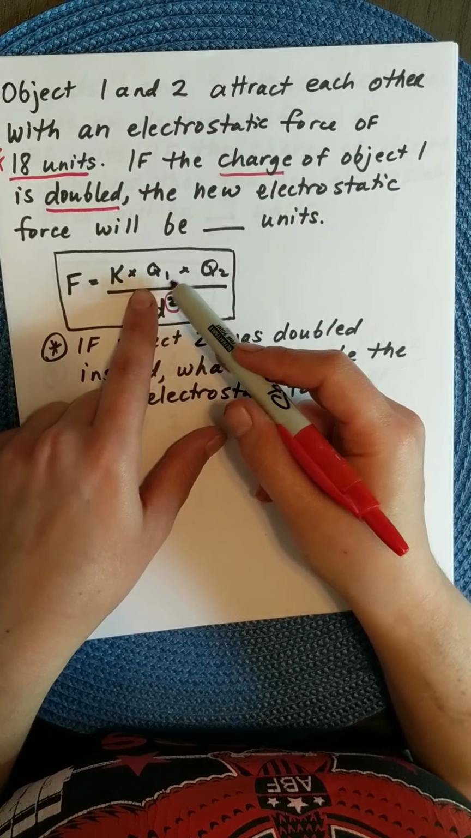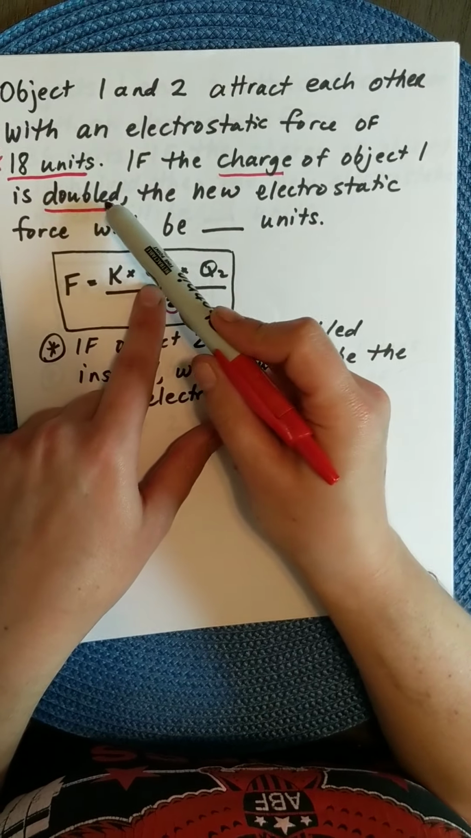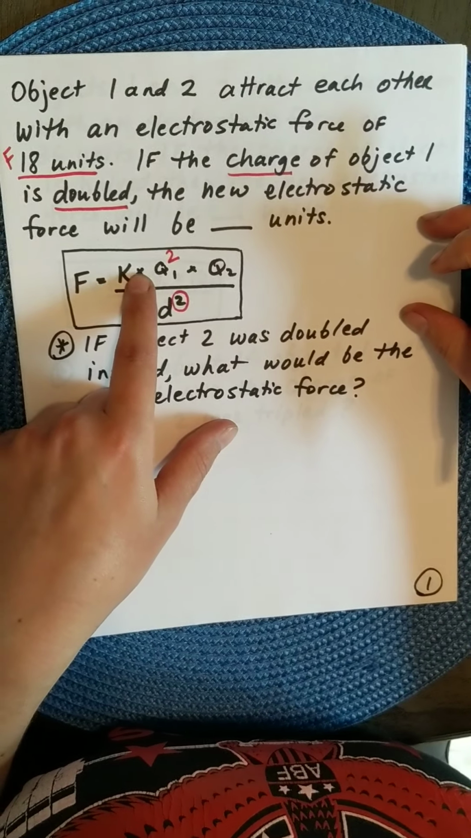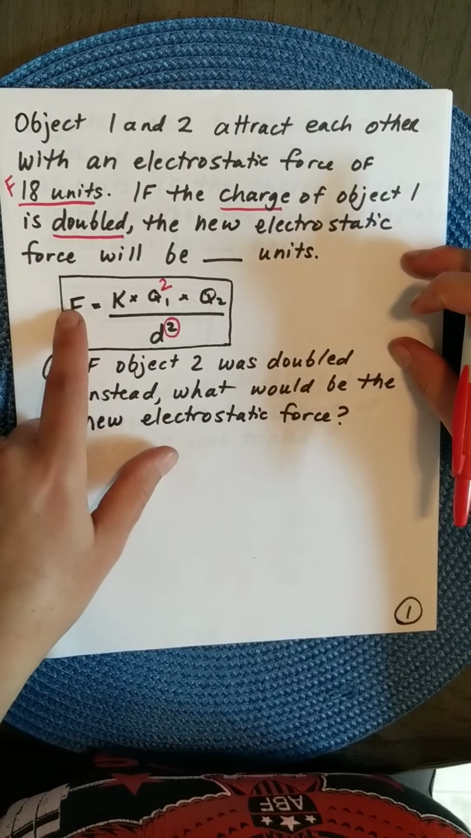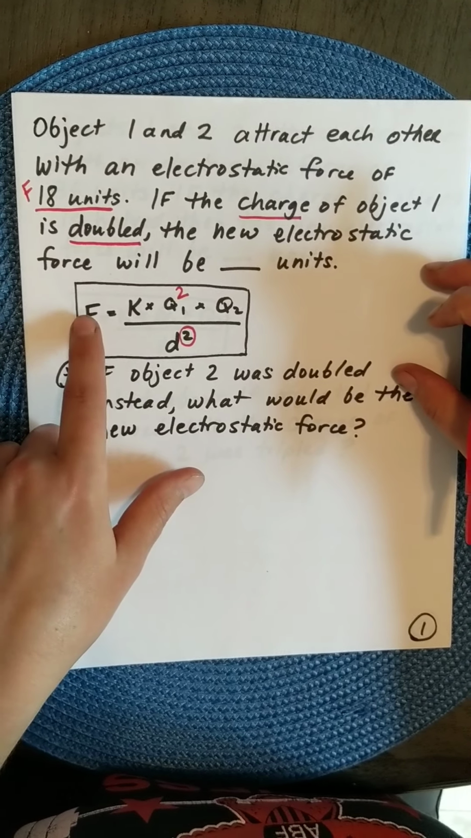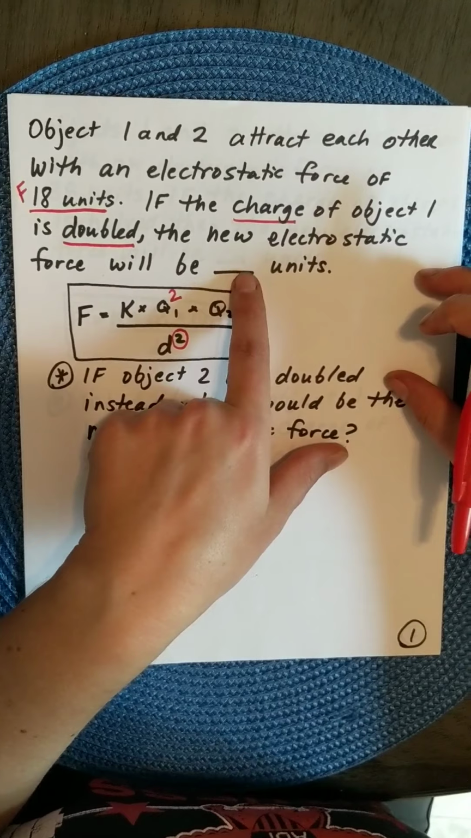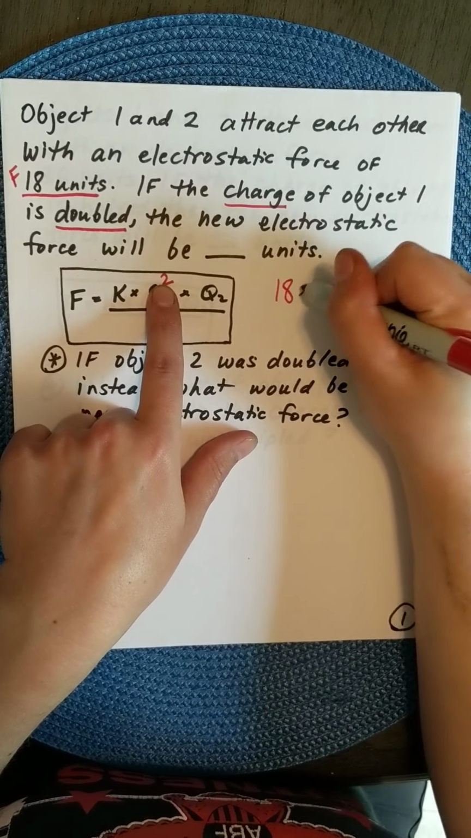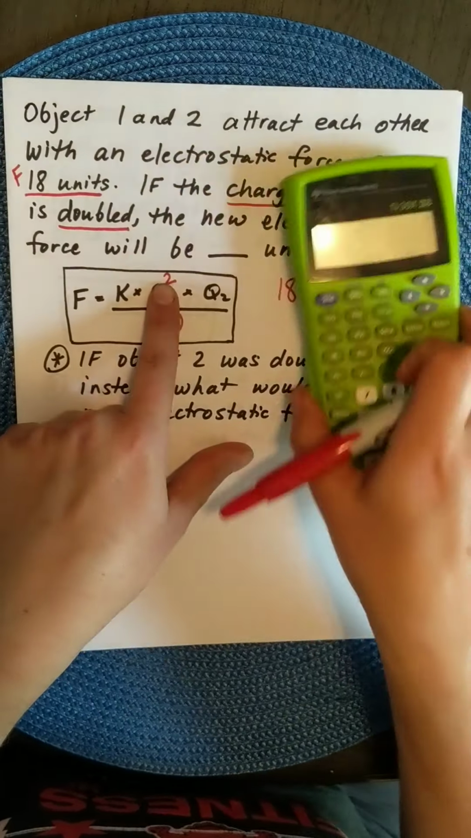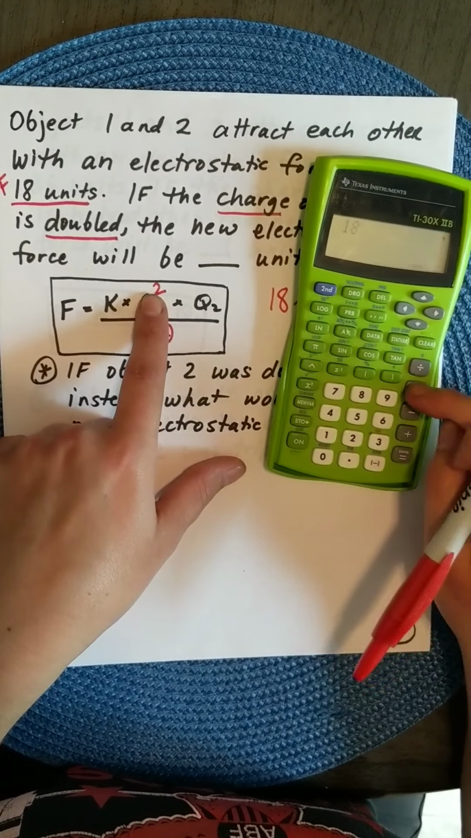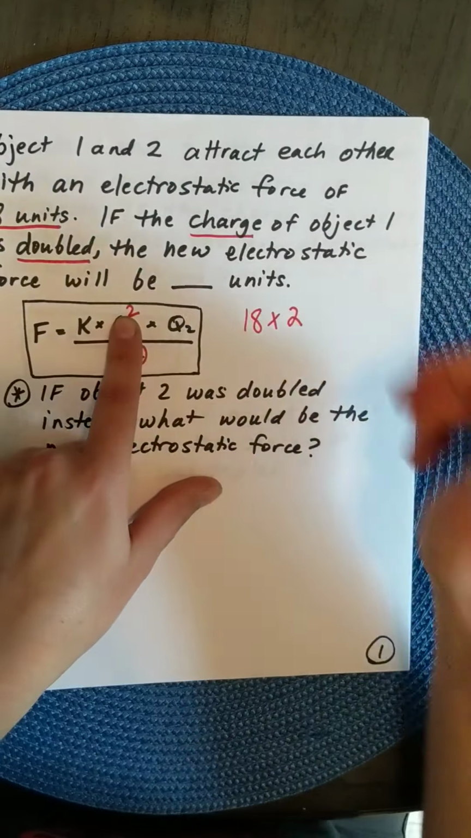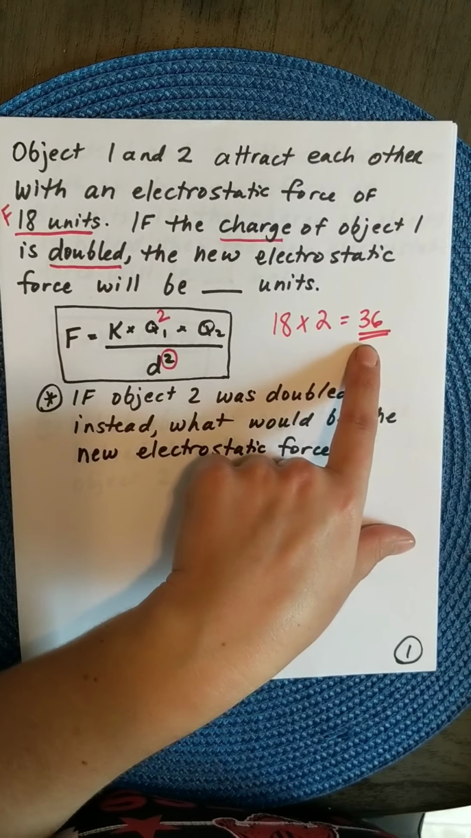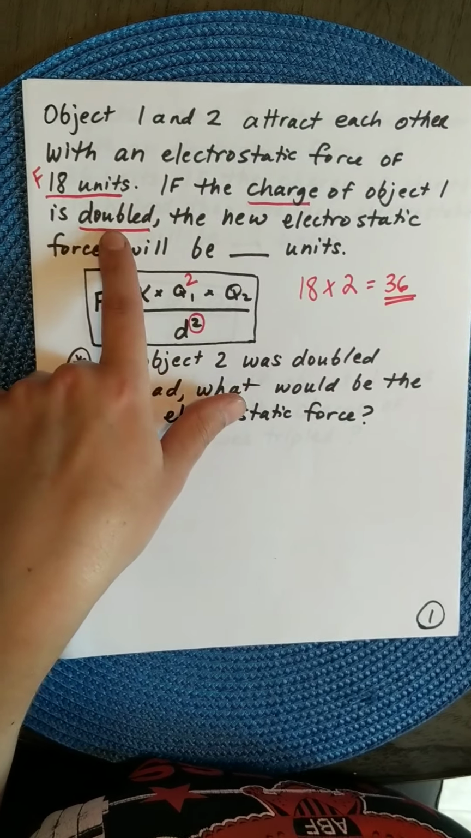So we want to think about our equation. If the charge of object 1, or Q1, is doubled, right, it's multiplied by 2, what that's going to do is multiply the force by 2. This numerator is going to be twice as large. The value of the force will be twice as large. So to figure out this style of problem, you would take the original number, 18, and multiply it by 2. Feel free to take your calculator. You do 18 times 2, and you get 36. That would be the new strength of the electrostatic force. It would double because one of the charges doubled.